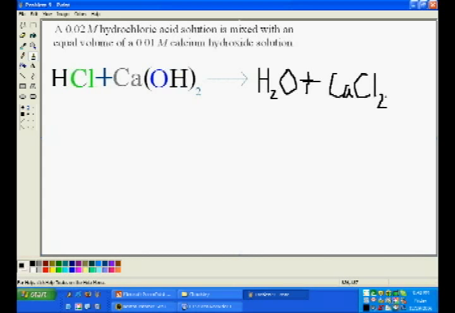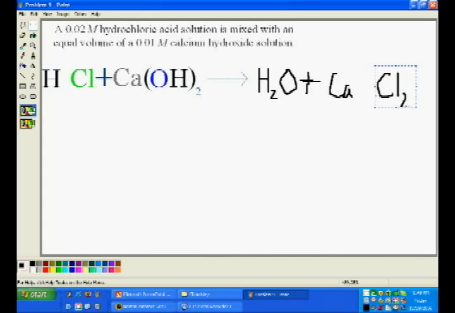Now you have to split up all the soluble compounds into ions so you can remove the spectator ions. Here, HCl splits into H plus and Cl minus. We'll just separate them. Calcium hydroxide doesn't split up because hydroxide only splits with barium and strontium, but not with calcium. And calcium chloride will split, so we'll move that over.